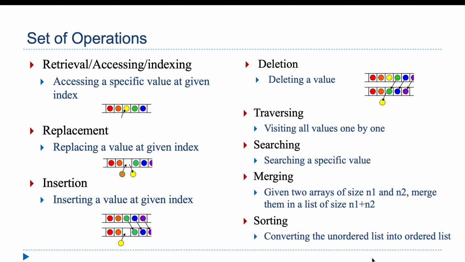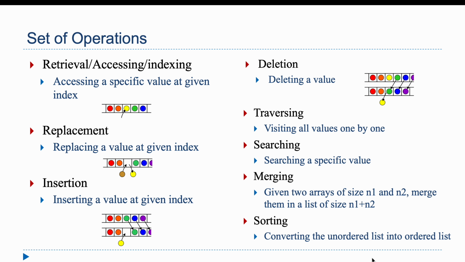The next operation is deletion. Deletion is the process of removing a value from a given index in an array. After the deletion, the array is reshuffled to fill the gap. There are different deletion strategies like deleting from the end or deleting from a specific index. Traversing an array means visiting all the values one by one in order. This can be done using loop structure and accessing each element of the array using its index.